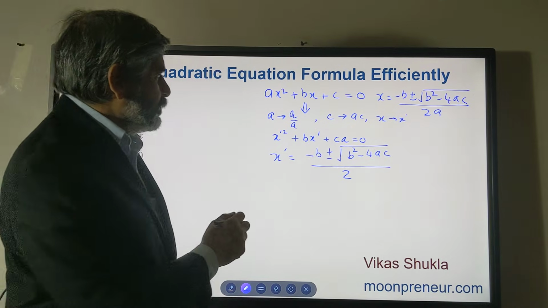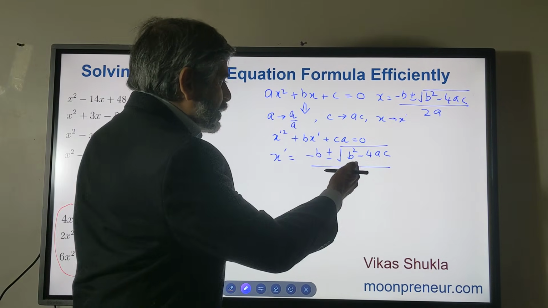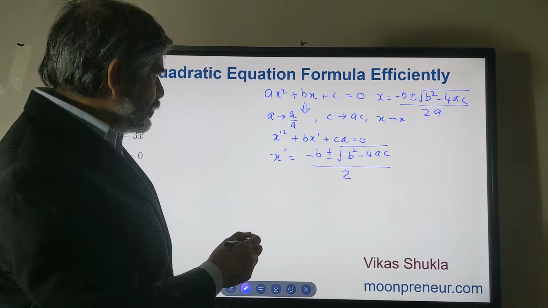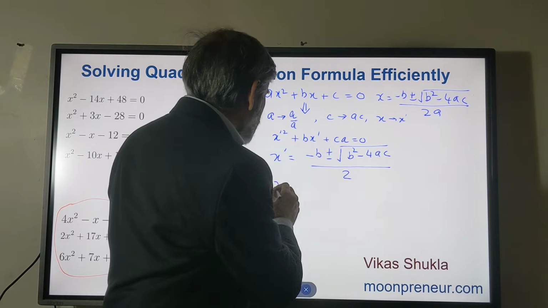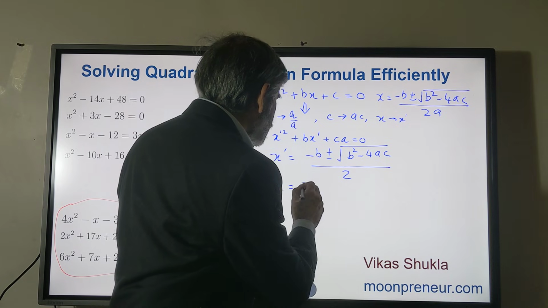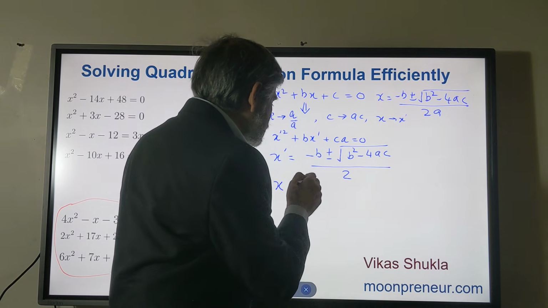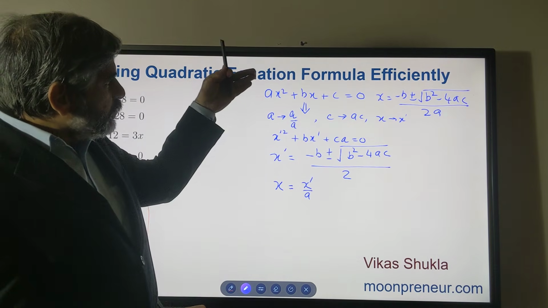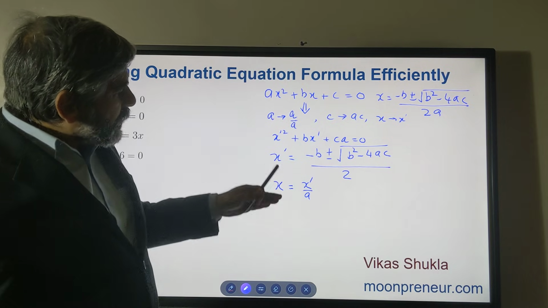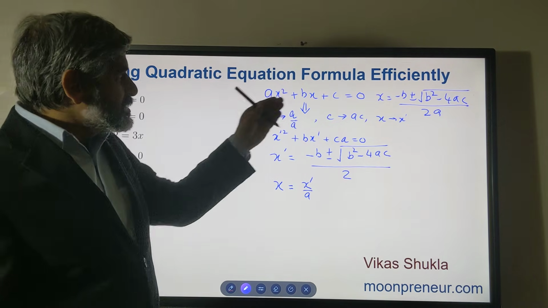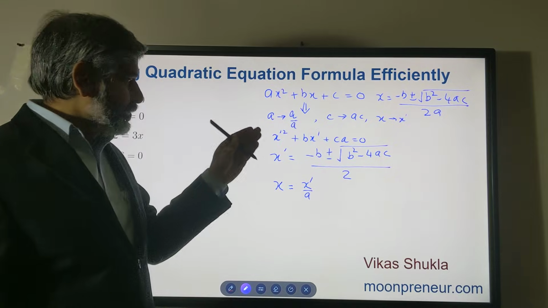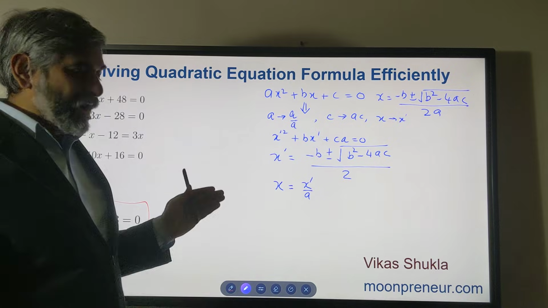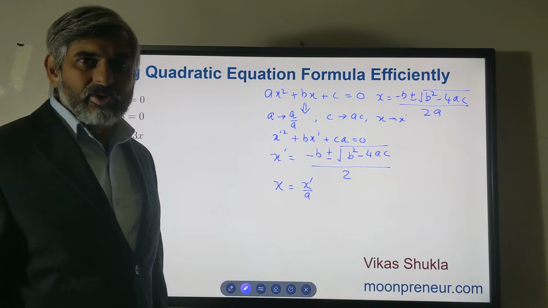Now we found this solution. In order to find the solution of the original equation, all we have to do is divide. The solution to x is going to be nothing but x dash divided by a. So eventually you need to translate this final solution by dividing by a. So this simple translation mechanism allows us to solve this equation very efficiently. Hope you find it interesting and helpful.